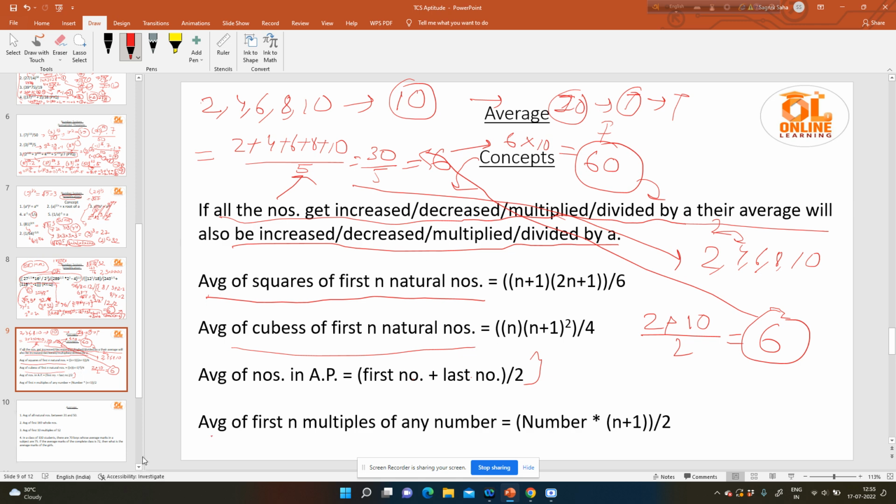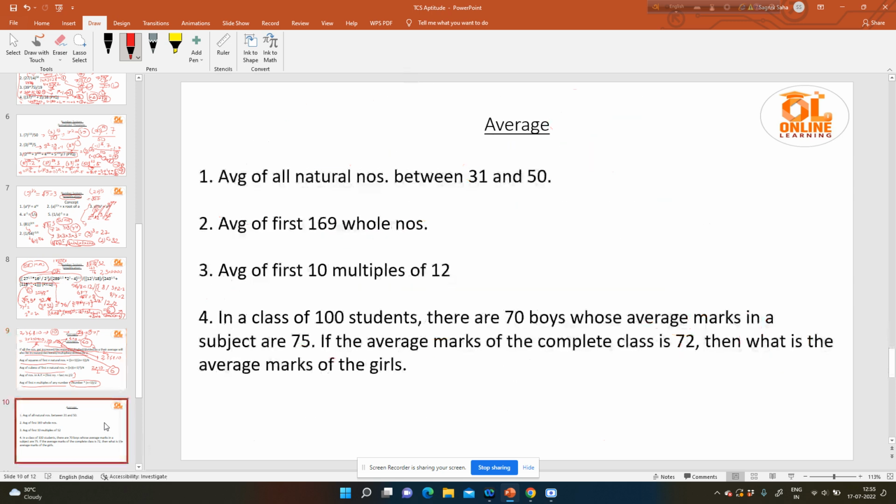Then average of first n multiples of any number. Suppose the average of first 10 multiples of 12 is given in the question, then we have to use this formula. So in the next page we have questions, and if you solve the questions, you will understand the concepts better. So let us move to the questions.